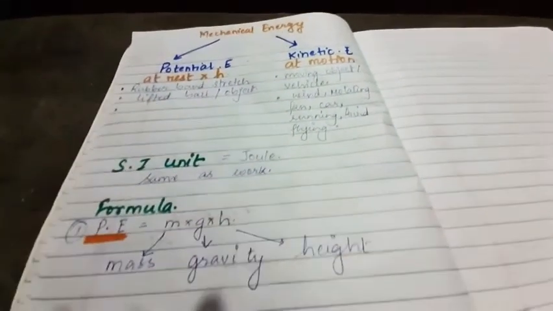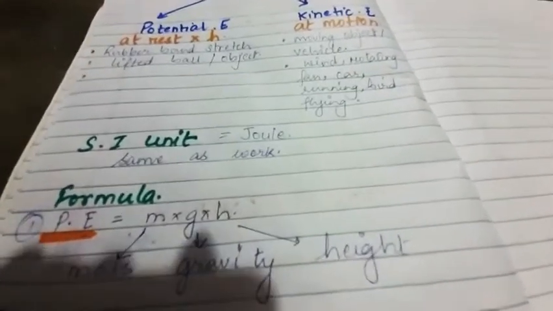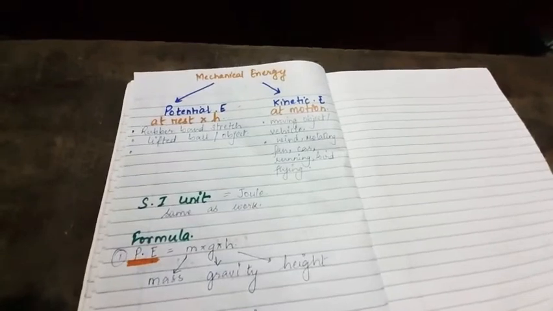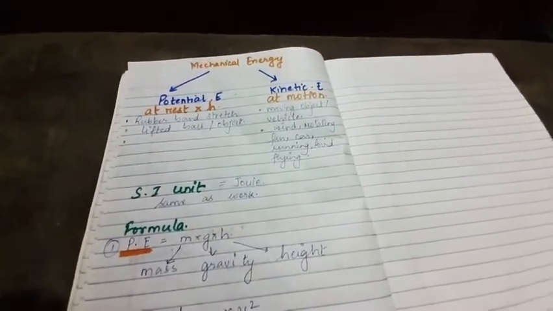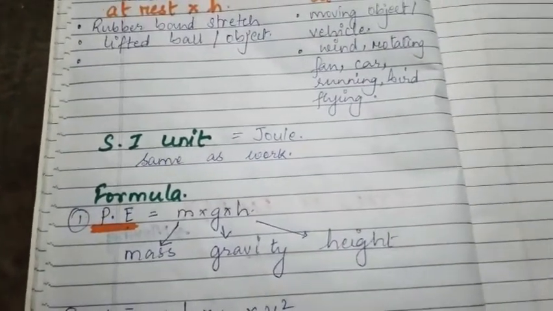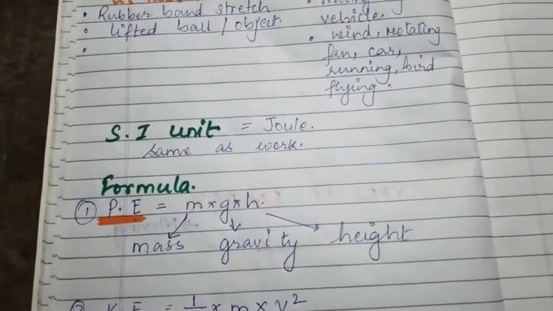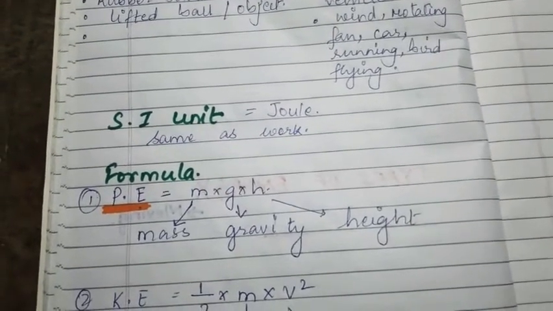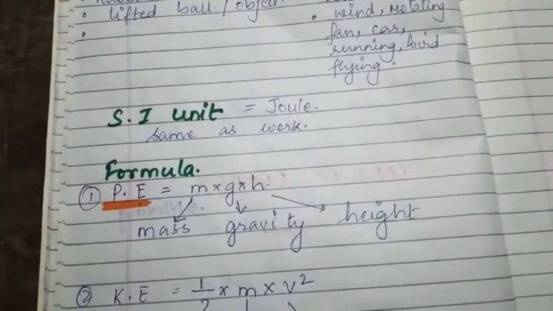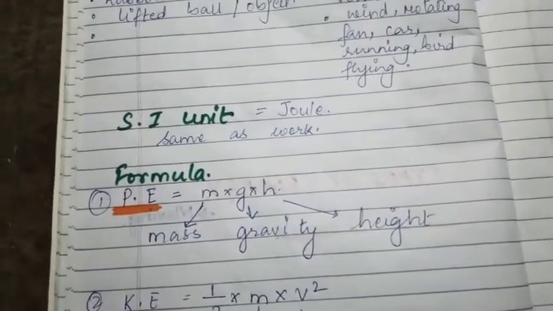Now, after energy, we come to unit. What is the unit of energy? The unit of energy is written in joule. Unit of energy is written in joule. The unit of energy is the same as the unit of work. Both work and energy have the same unit, joule.